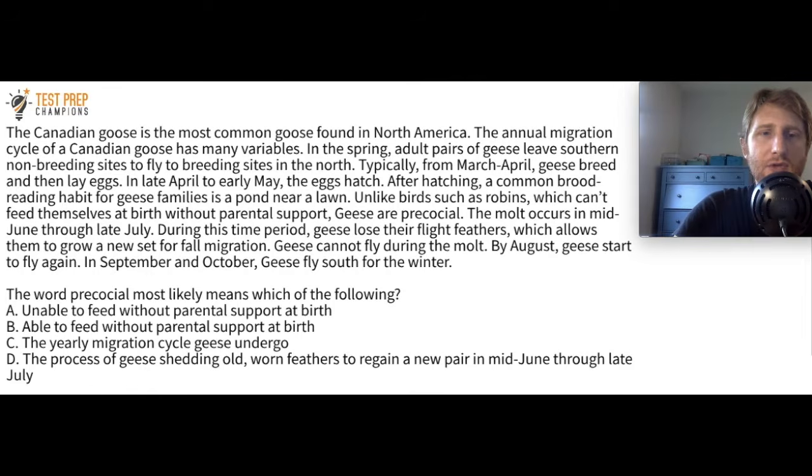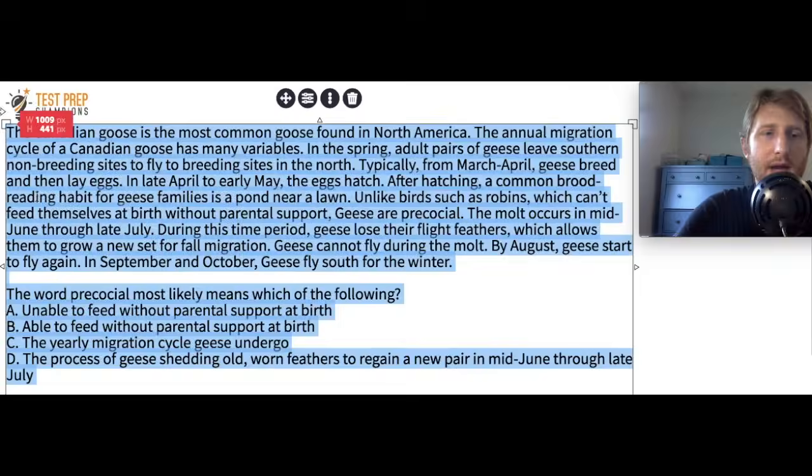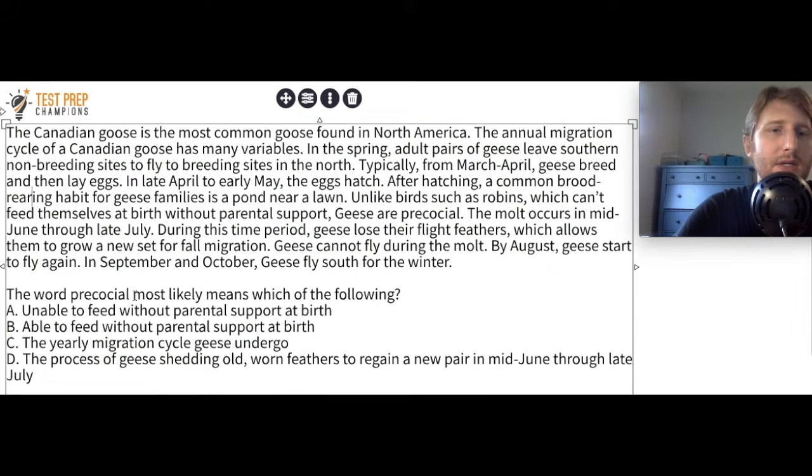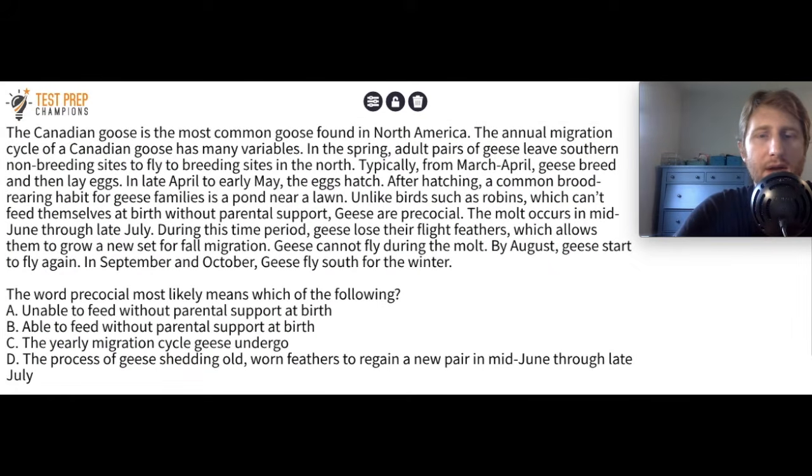The Canadian goose is the most common goose found in North America. The annual migration cycle of a Canadian goose has many variables. In the spring, adult pairs of geese leave southern non-breeding sites to fly to breeding sites in the north. Typically from March to April, geese breed and then lay eggs. In late April to early May, the eggs hatch. After hatching, a common brood rearing habitat for geese families is a pond near a lawn.